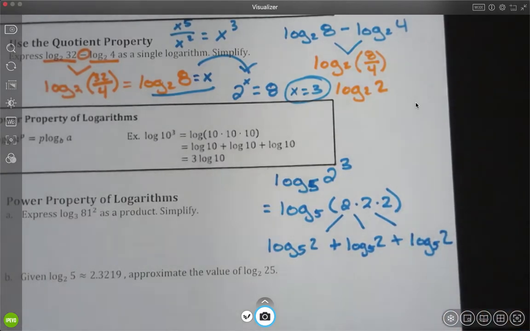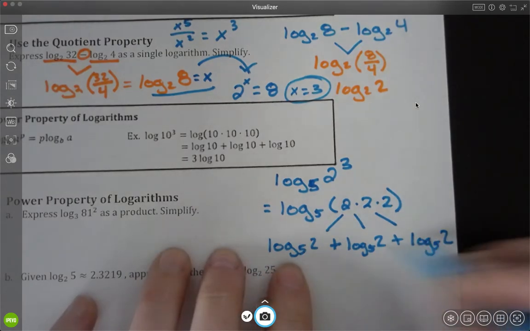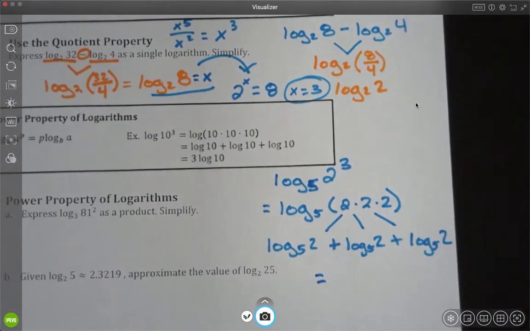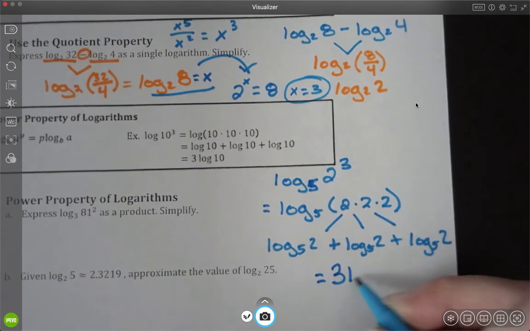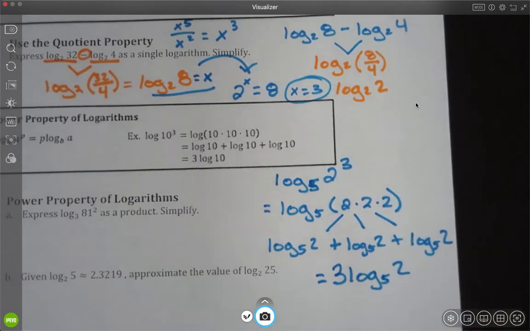You see what I just did? 2 times 2 times 2, I split them apart into 3 pieces, log base 5 of 2, log base 5 of 2, log base 5 of 2. Now, if I combine like terms, how many of them are there? 3 of them. This could be written as 3 log base 5 of 2. Does that make sense? There are 3 of them. All right, so then we have to look at what we just did.